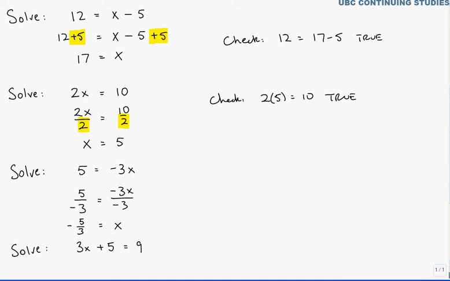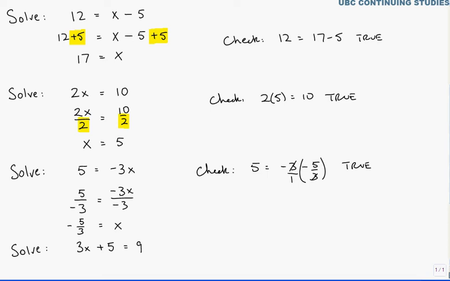The solution to equations is not always going to be an integer. In this case, it's negative 5 over 3. We can certainly check the answer here. 5 is equal to negative 3 times negative 5 over 3. The negative times a negative makes a positive. The 3 over 3, common factor, numerator and denominator. Remember, negative 3 can be thought of as negative 3 over 1 if you forget how to multiply an integer and a fraction. So the 3's cancel, the negative signs cancel, and we end up with a true statement.